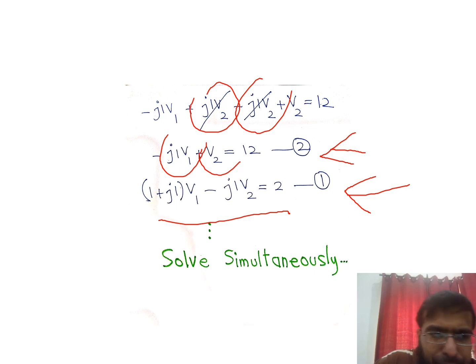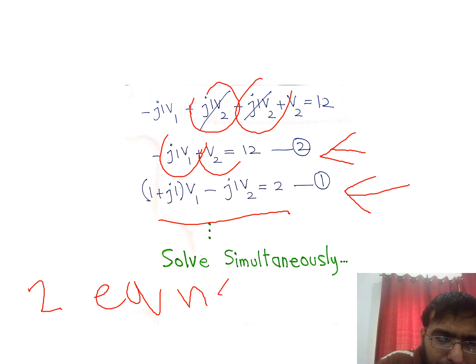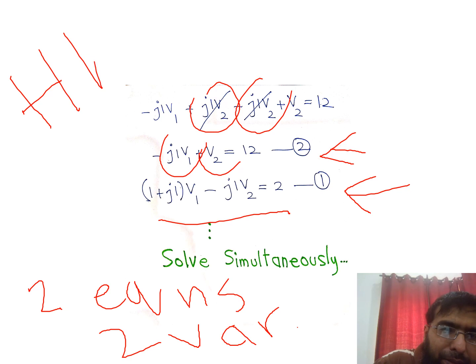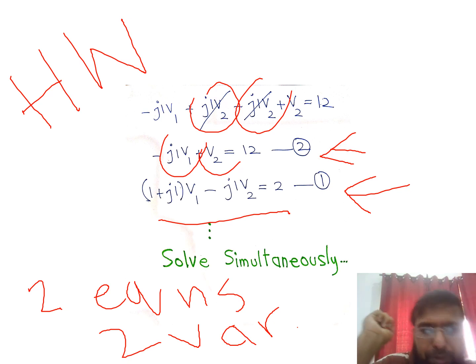And now we have two equations and two variables. So this is very easy for us to solve. Solving this simultaneously is being left as homework because it's a part of our assignment. So I hope this will help you in solving question number 2 of the assignment. Thank you.